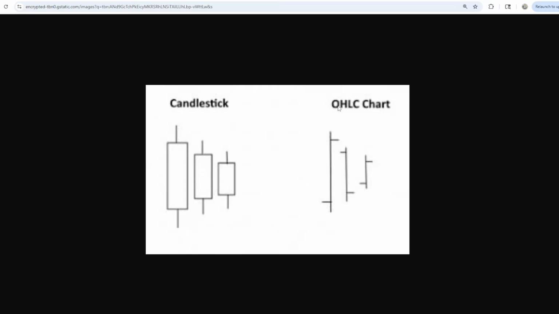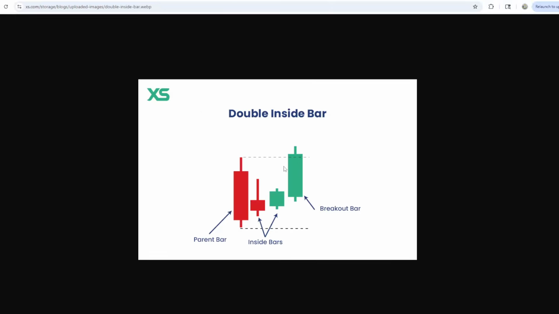And we see here with the open, high, low, and close chart, or a bar chart, you essentially see it as well. You see the open and the close, the open and the close, the open and the close, a double inside bar. And here's another example, right? It's called a parent bar, generally also usually called a mother bar.